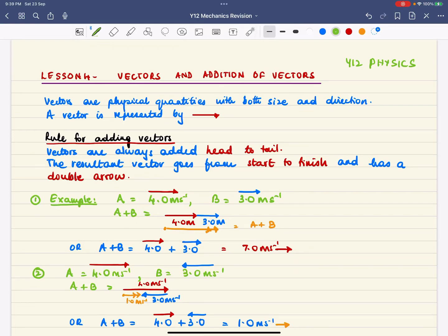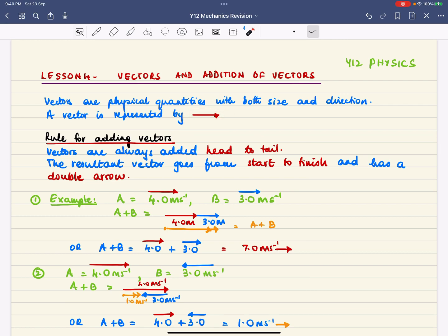This is lesson 4 for year 12 physics, motion under mechanics, and this lesson is on vectors and addition of vectors. So, what are vectors? Vectors are physical quantities with both size and direction. And the way we represent a vector is by drawing an arrow.